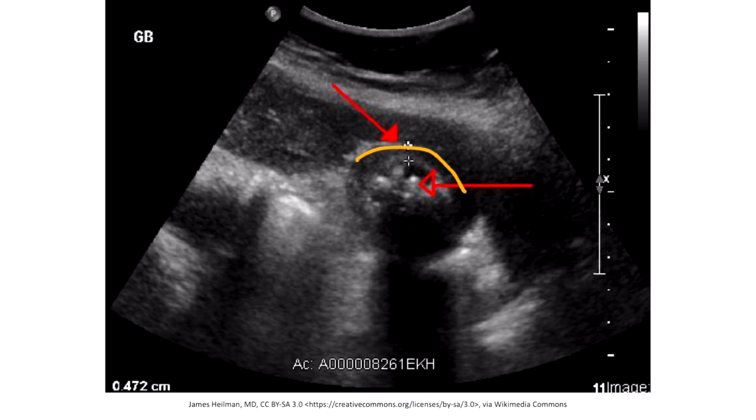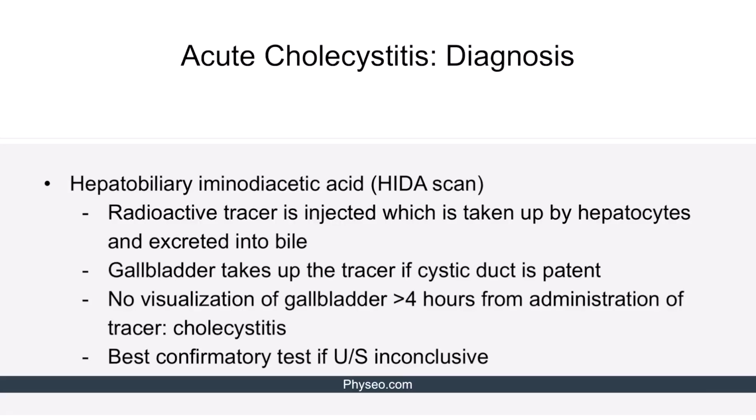While not present in this particular ultrasound, another finding associated with cholecystitis on ultrasound is pericholecystic fluid, or fluid around the gallbladder. When ultrasound is inconclusive, the next best step in diagnosis is to perform a hepatobiliary iminodiacetic acid scan. In this test, a radioactive tracer is injected into the patient, which is taken up by hepatocytes and excreted into the bile. The tracer is then able to be visualized wherever the bile is able to go.